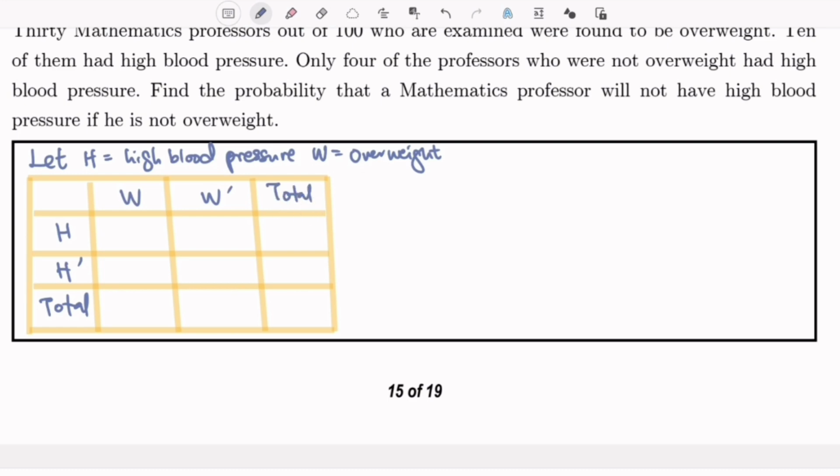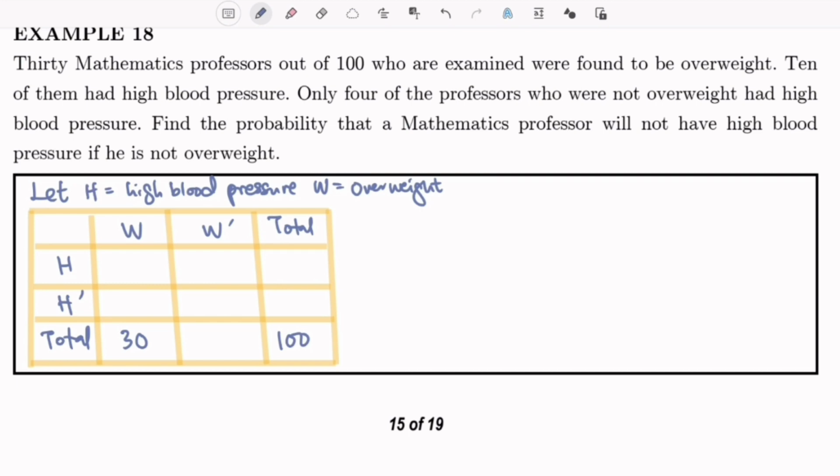So we have a grand total of 100 professors, total of 30 overweight. 10 of the professors who are overweight had high blood pressure. So 10 here. Only 4 of the professors who were not overweight had high blood pressure. So not overweight had high blood pressure, so you can see this one here is 4. Find the probability that a mathematics professor will not have high blood pressure if he is not overweight. So it is given that he is not overweight. This is what the question is asking for.